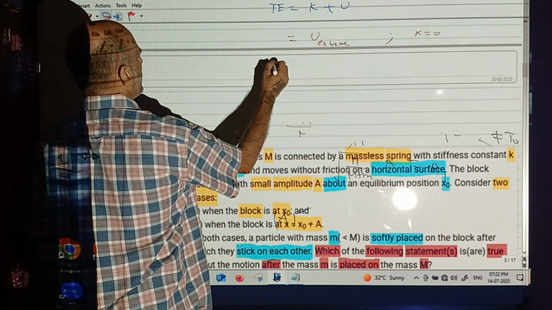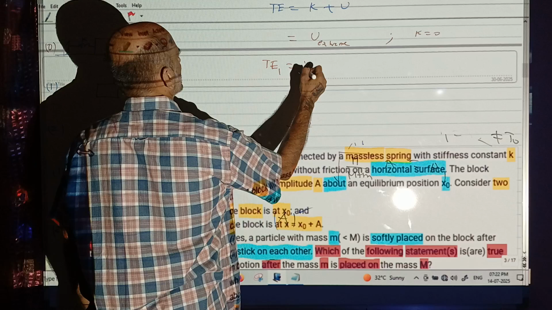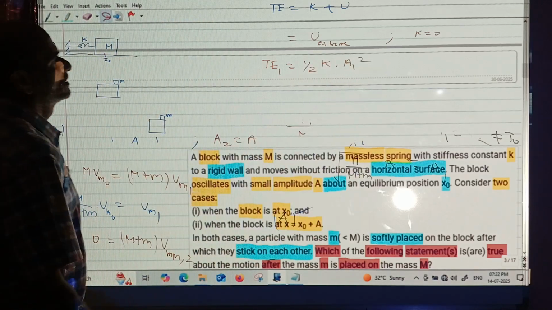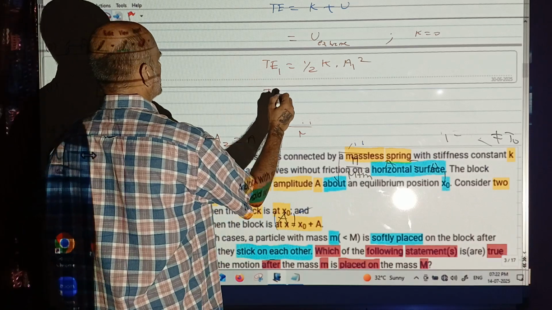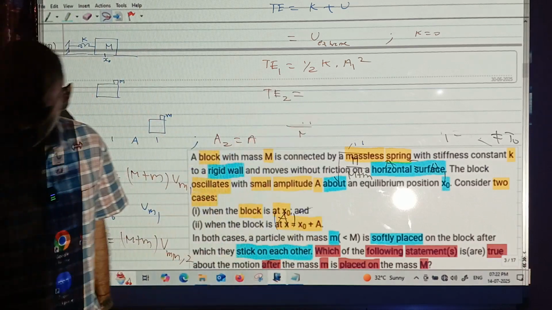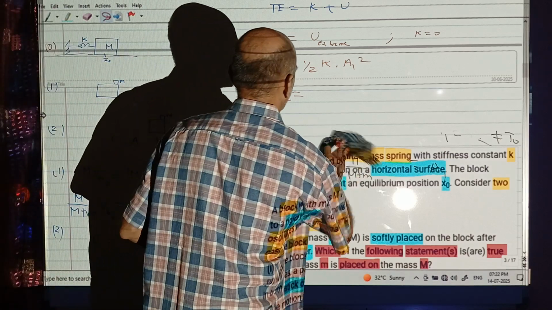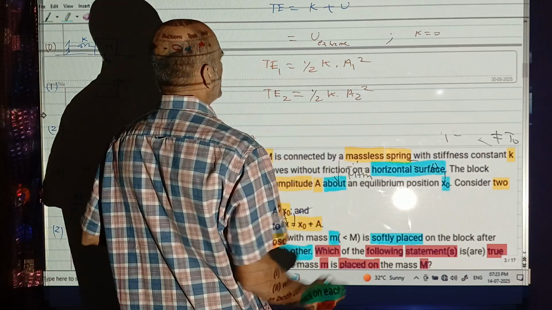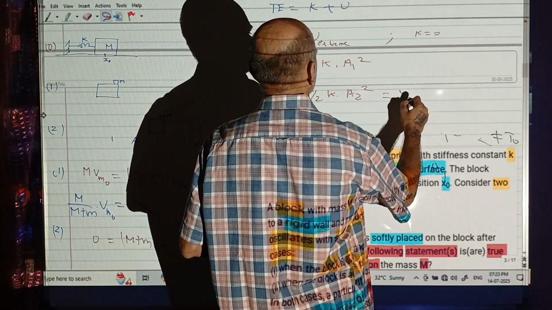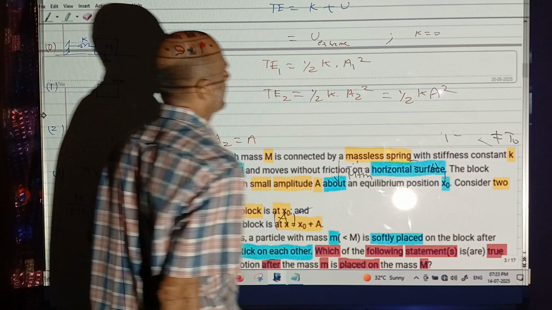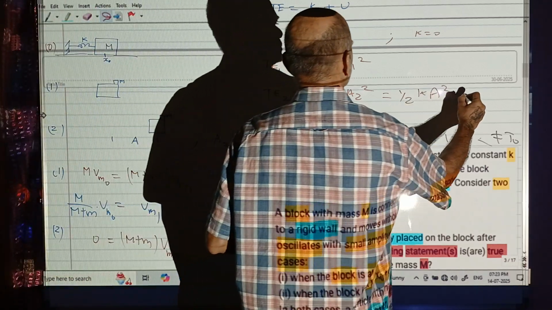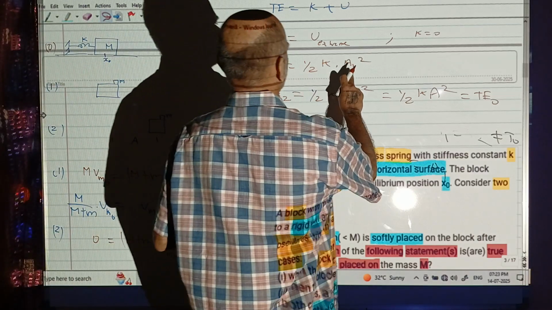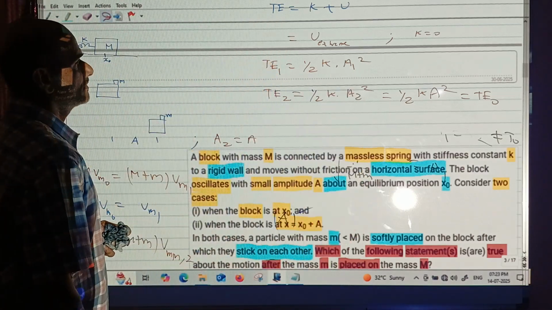So in the first case, the energy stored in the spring is half k a1 square. In the second case, the total energy of the system at the extreme position is the energy stored in the spring, because kinetic energy is 0. It's half k a2 square, and a2 is the same as the initial a. This is half k a square, which is equal to the total energy in the 0th case, the original one.